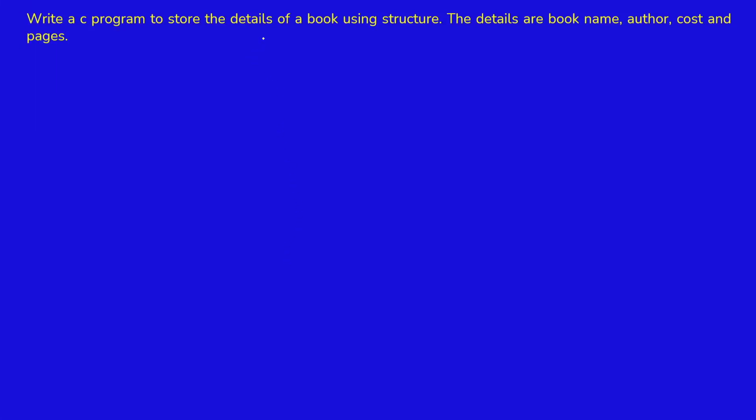Write a C program to store the details of a book, only one book, using structure. The details are book name, author, cost, and pages.